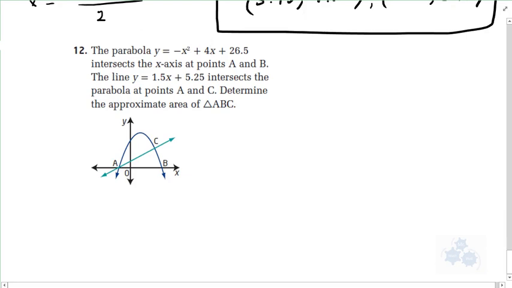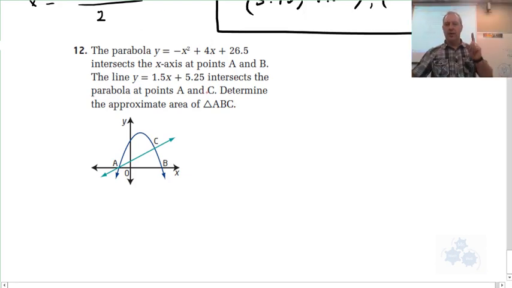So if you're working on number 12, if you're having any trouble at all, I'll just give you a quick update here. What we're doing here is finding the intersection of the parabola and the line, and it makes this triangle, right? A up here to C, and then down here to B, that triangle right here. And the question is, determine the approximate area of triangle ABC.